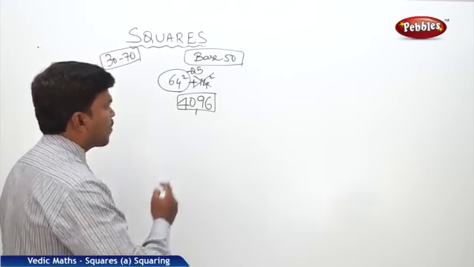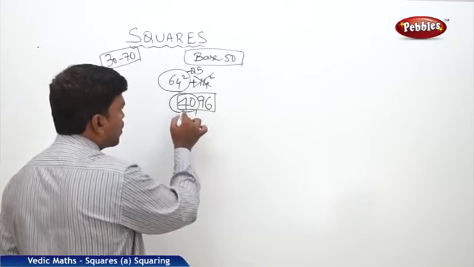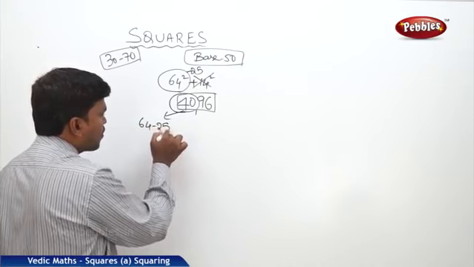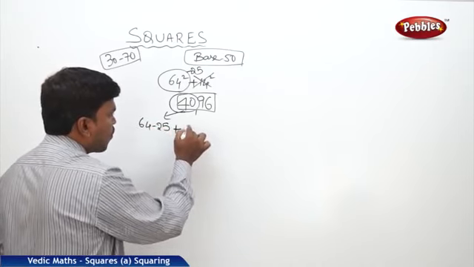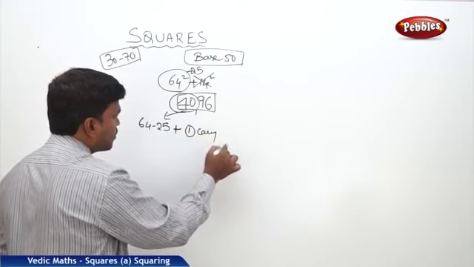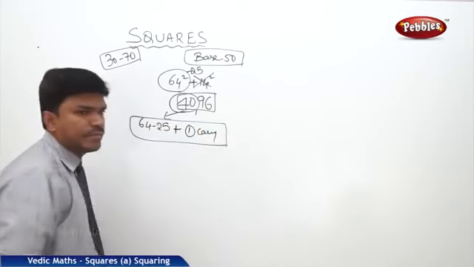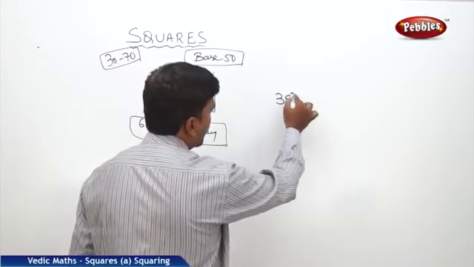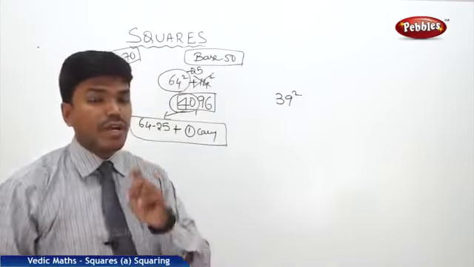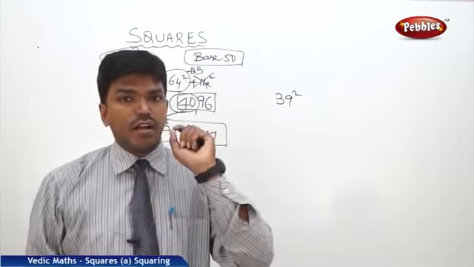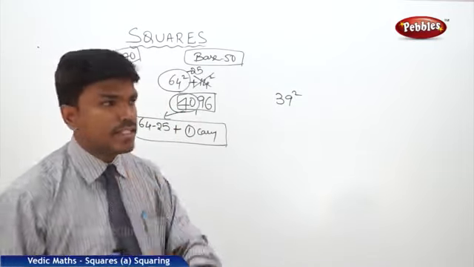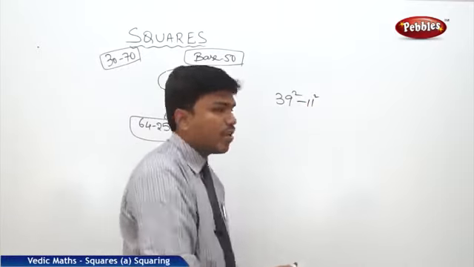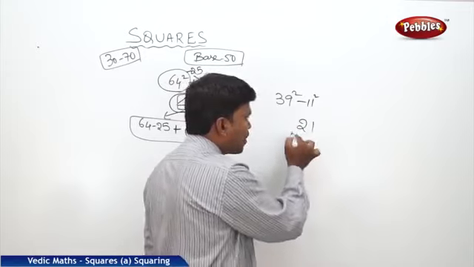Understand? We'll take one more example. Remember how we got this 40? By subtracting 25 from 64, plus 1 carry. Like this we got. Suppose I need 39 square. If I compare 39 with the 50, is it more or less? It is less. How much less? 11. So what is 11 square? 121. Writing 21 and 1.